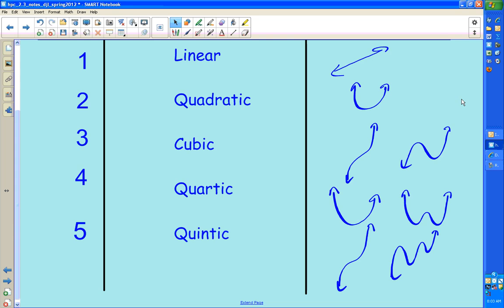Everybody good here? Yes, sir. Since you know if it's a quartic or a quintic, you know how many roots you're going to have. Then would that tell me how many wiggles would be in between? It will control that for us, yes.